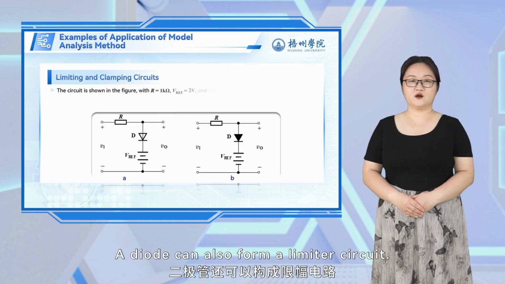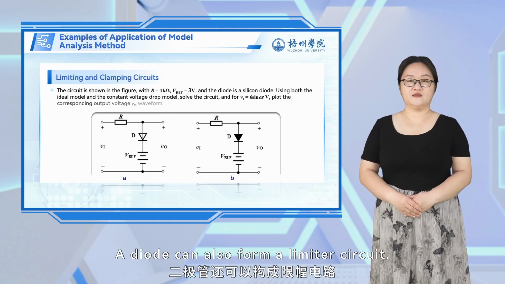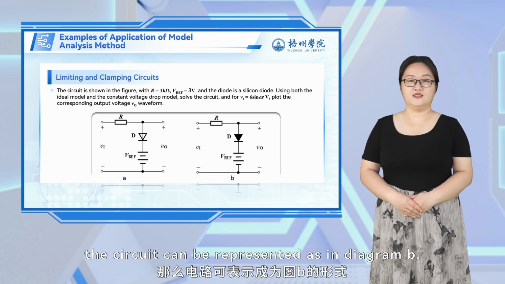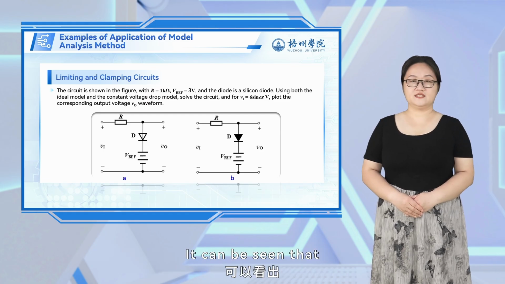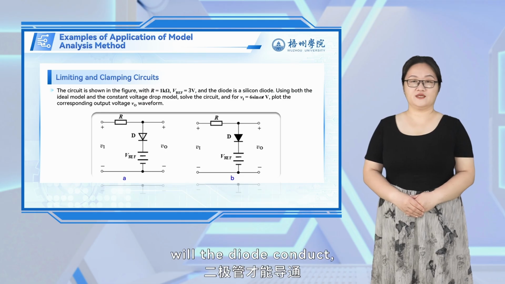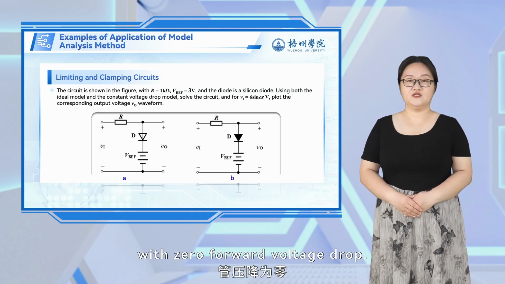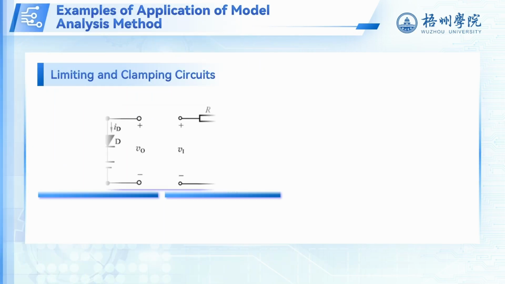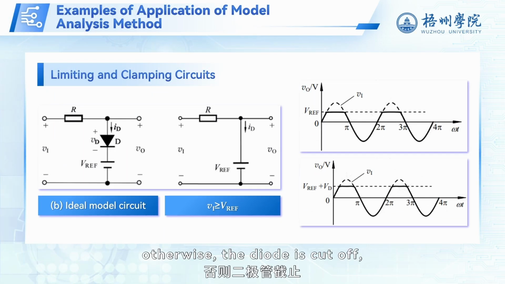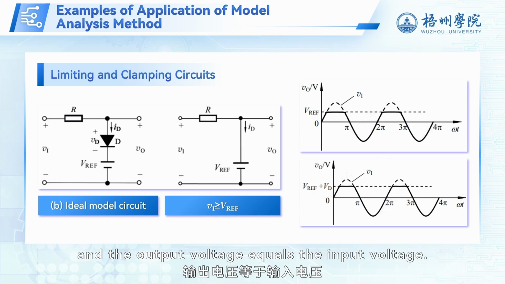A diode can also form a limiter circuit. Let's look at this circuit. If the ideal diode model is used, the circuit can be represented as in diagram B. It can be seen that only when the input voltage exceeds VREF will the diode conduct, with zero forward voltage drop. The output voltage is clamped at VREF, otherwise the diode is cut off, equivalent to an open circuit, and the output voltage equals the input voltage.